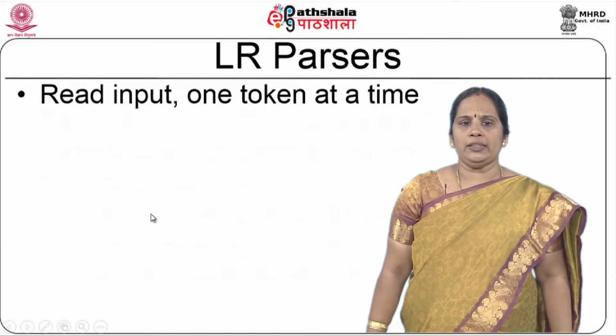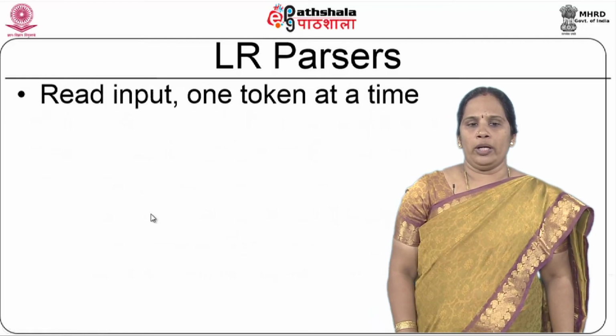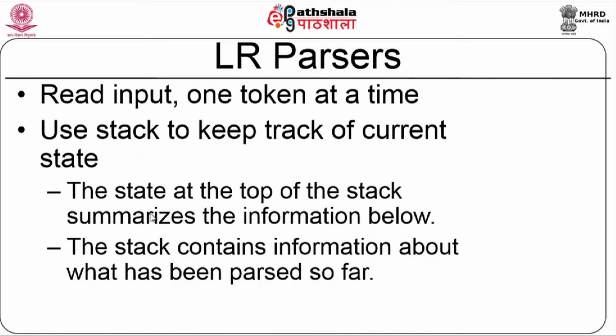So, what does an LR parser do? It reads an input one token at a time. It uses a stack to keep track of the current state. The state at the top of the stack summarizes the information below. The stack contains information about what has been parsed so far. So, that stack will basically have a state and input combination. It can have state numbers, it can also have terminals, it can also have non-terminals. All these things will be in the stack. So, depending upon what state the top of the stack reads, you will be in a position to understand what string has been parsed so far.